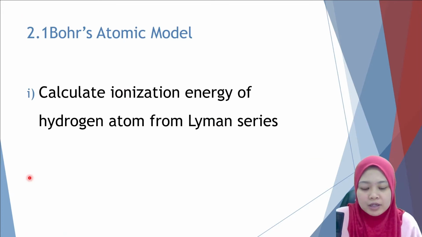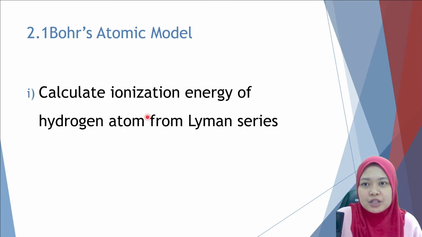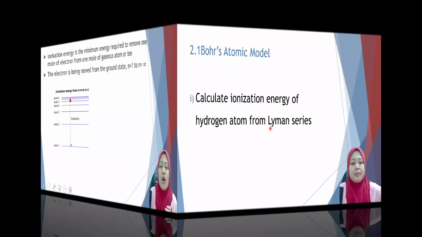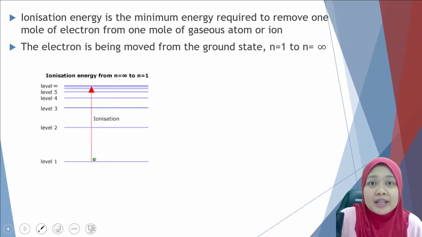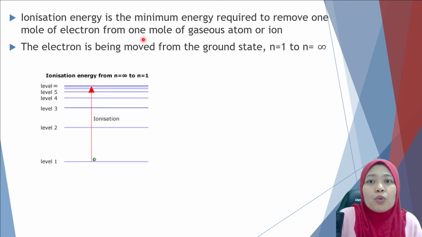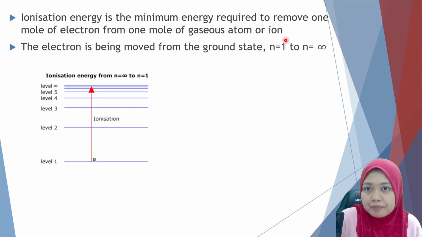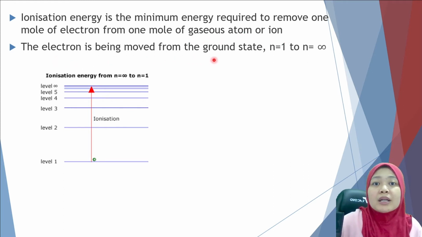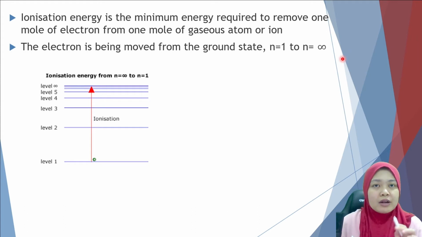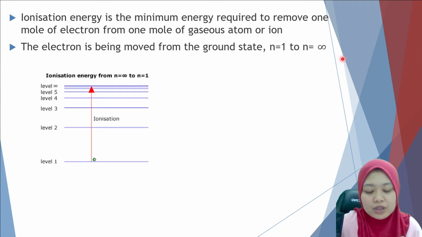The next learning outcome is to calculate the ionization energy of the hydrogen atom from the Lyman series. So we are focusing on this series, which is Lyman. First, let's look at the definition of ionization energy. Ionization energy is the minimum energy required to remove 1 mole of electron from 1 mole of gaseous atom or ion. The electron is moved from the ground state n equal to 1 to n equal to infinity. Because we are focusing on the hydrogen atom, obviously the ground state for the electron in hydrogen atom is n equal to 1.